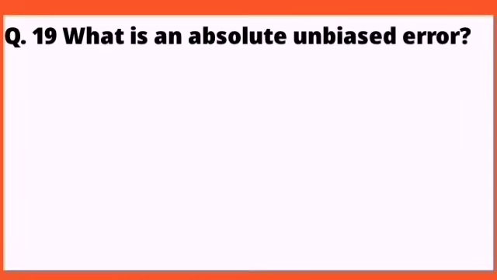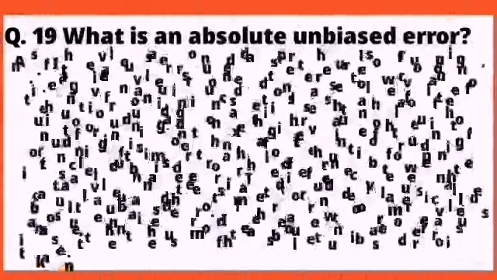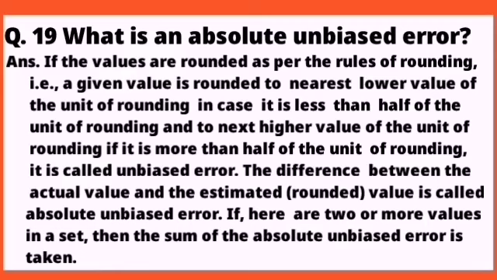Question 19. What is an absolute unbiased error? Answer. If the values are rounded as per the rules of rounding, that is, a given value is rounded to the nearest lower value of the unit of rounding in case it is less than half of the unit of rounding and to the next higher value of the unit of rounding if it is more than half of the unit of rounding, it is called unbiased error.